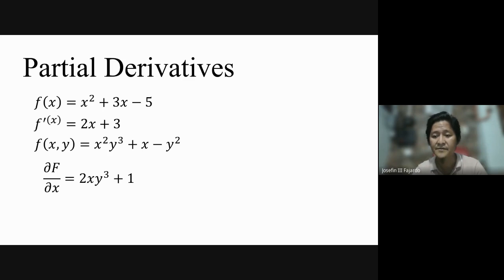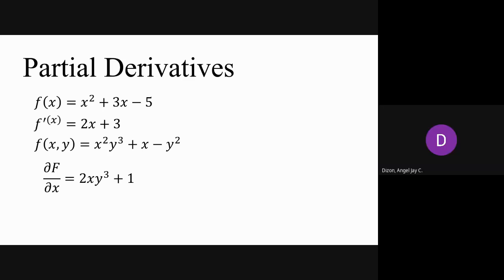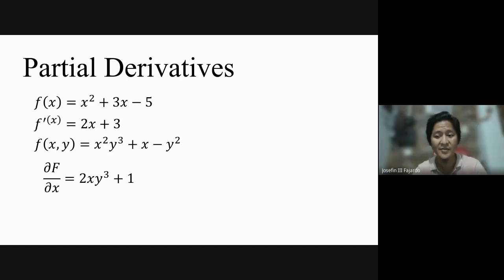Anyone? Kokopyahin lang po, sir. Negative y squared. Mali. Constant, di ba? Ano yung derivative ng constant? Kunwari, dagdagan pa natin dito. Lagyan natin kunwari na plus 5, for example. What will be the partial derivative of negative y squared plus 5 with respect to x?